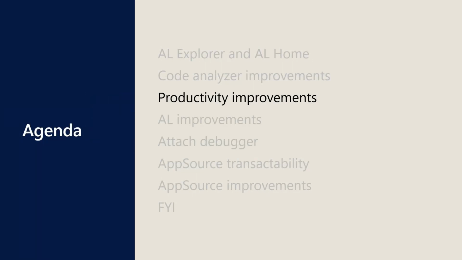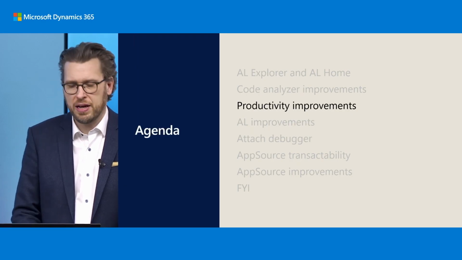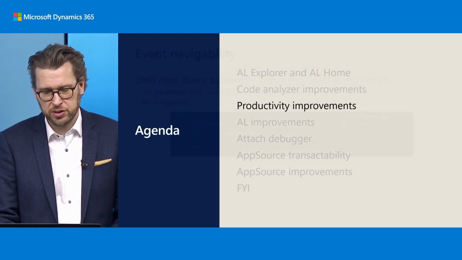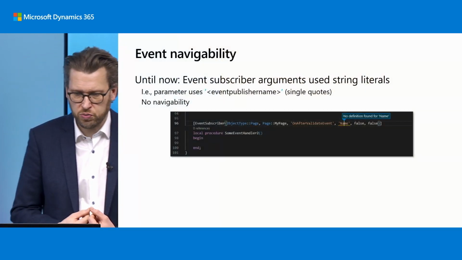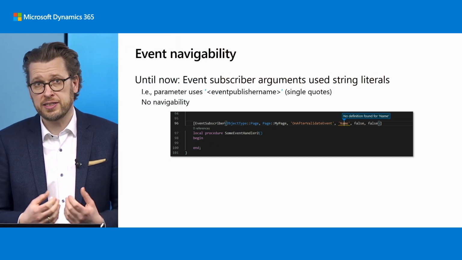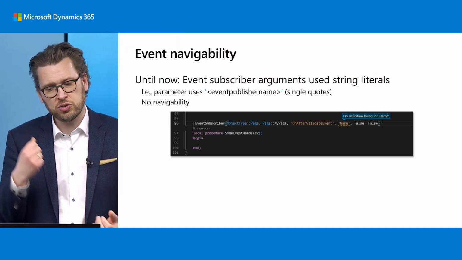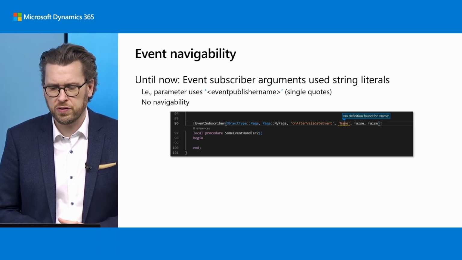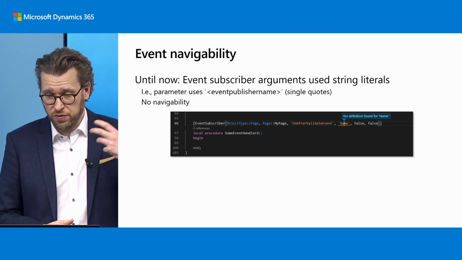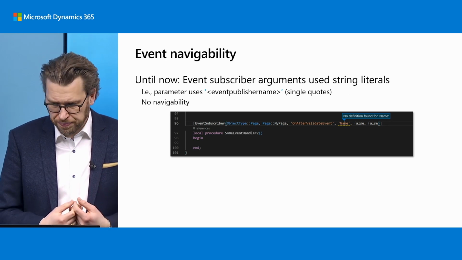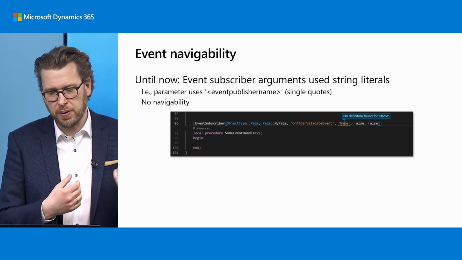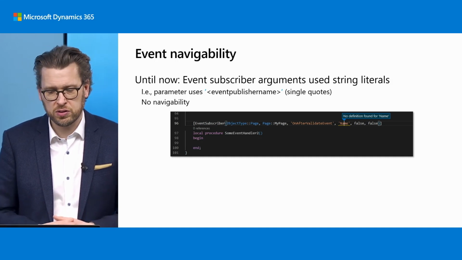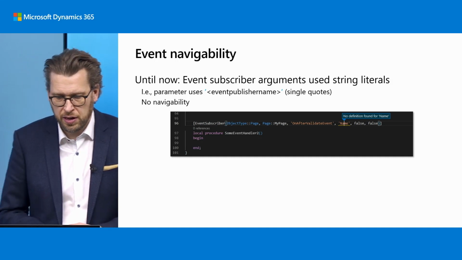Just like in the last release, also in this release, we have a lot of different productivity improvements for you developers. So the first one is around events and navigability. Since we introduced event publishers and subscribers, it's always been difficult for developers to identify where these event publishers have been used in order to maybe make further adjustments or extensions if necessary, right?